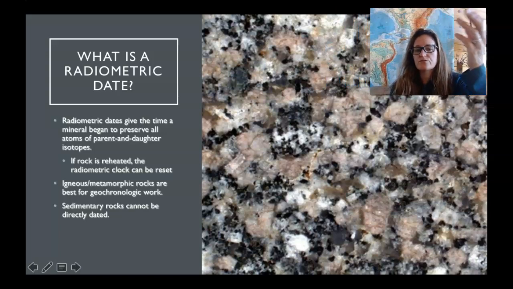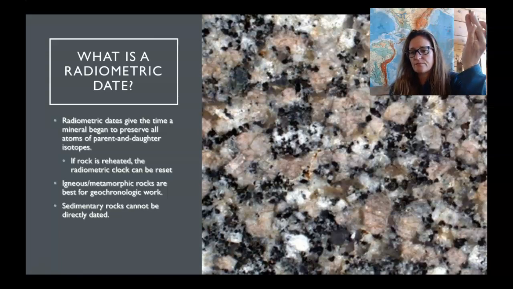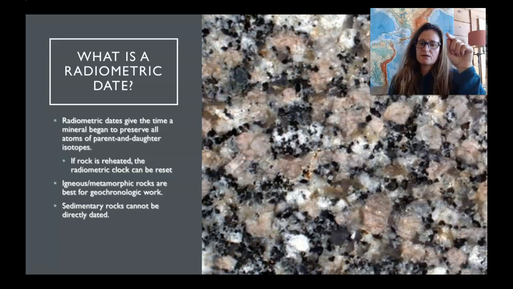The date that is calculated from the half-lives and the parent-to-daughter ratio is called the radiometric date. That date represents the time at which those isotopes started to decay. So that's the time of the crystallization of that mineral. If that rock is reheated, the clock can be reset. So it can get very complicated with trying to figure out exactly what you're measuring. For igneous rocks, it's measuring from the moment that magma crystallizes, those zircons, for example. For metamorphic rock, it would be the moment that metamorphism happens.